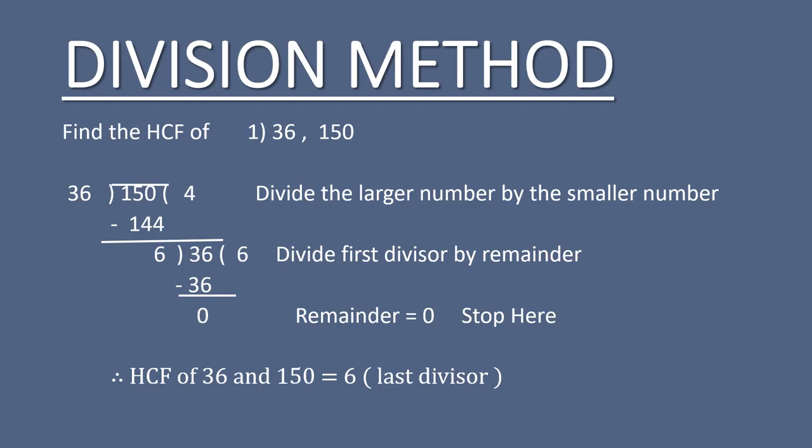6 6s are 36. Now our remainder is 0. So we will stop our process here. Okay. So the HCF of 36 and 150 is 6. That is the last divisor of the question.